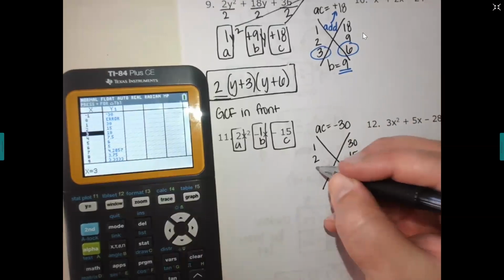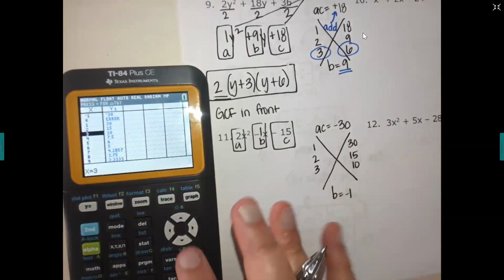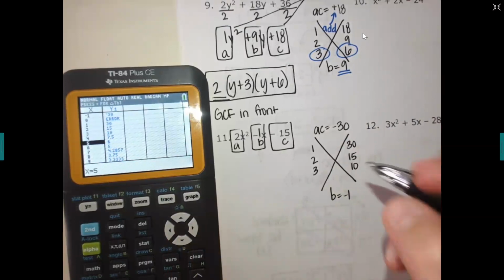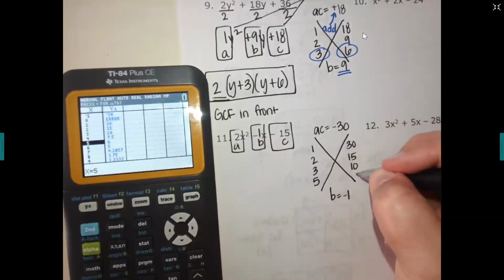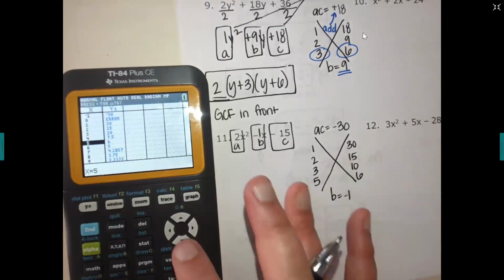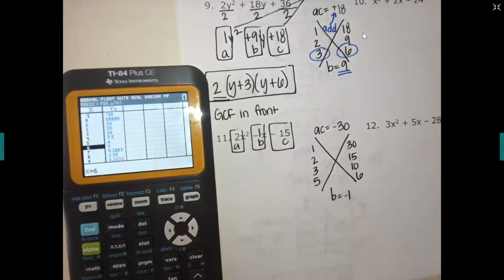3 and 10. 4 is with a decimal, but 5 and 6 are my last partner. And then how do I know it's my last partner? Because the next partners are 6 and 5.